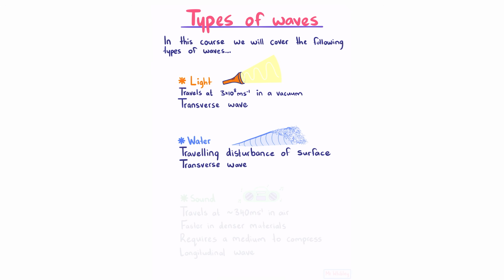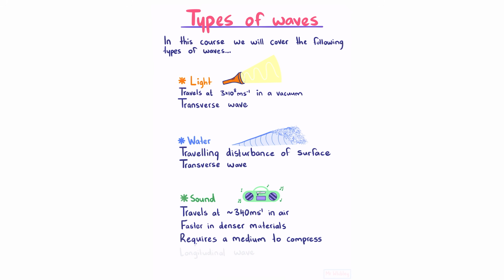And lastly, sound waves, which travel at roughly 340 meters per second in air, though this depends on the temperature and altitude. It travels faster in denser materials. So for example, sound travels faster in water than it does in air. It requires a medium to compress, and so sound cannot travel through space. And unlike our other two, sound is a longitudinal wave.